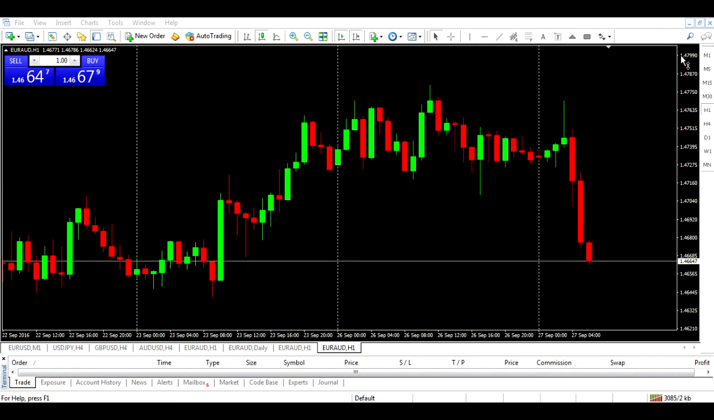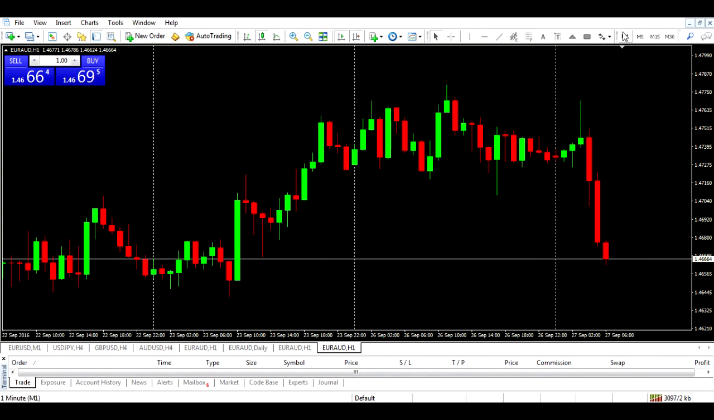On the right side of my screen you see numbers. This is the price, the price levels, and you could also see the time frames. I've just put it here on the right side, but you could drag this and put it here so you could see better.